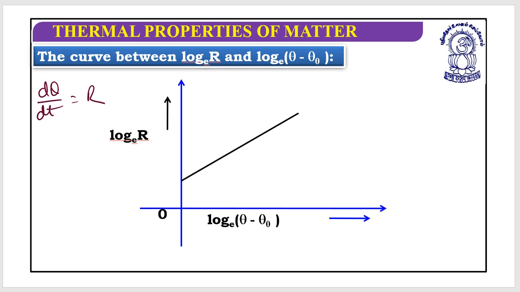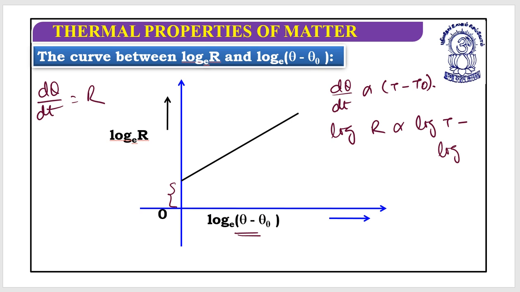Now, the same situation, but now the rate of cooling, d theta by dt, against log of theta minus theta naught. Yes, I have taken the log on both sides, and if I plot this, it is again a straight line, that is for sure, but it is not going to pass through the origin. It is basically like this: d theta by dt is directly proportional to theta minus theta naught. If I take the log of d theta by dt, let's call it log r, it is directly proportional to the log of theta minus theta naught.